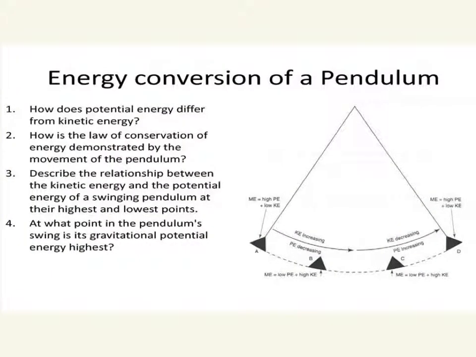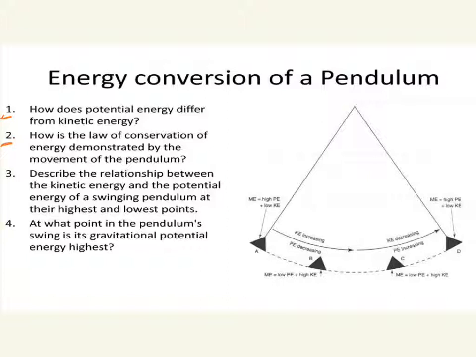Now, the last type of conversion we're going to talk about is with a pendulum. And a pendulum kind of goes back and forth and really shows a good description of the way energy conversions work. So this first point here. How does potential energy differ from kinetic energy? Well, we know that potential energy is stored energy. Kinetic energy is energy due to motion.